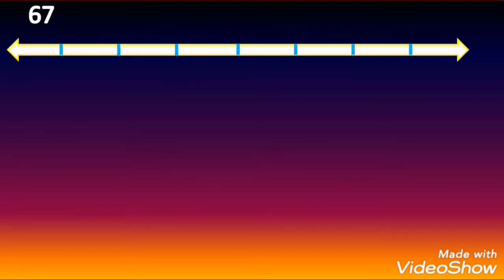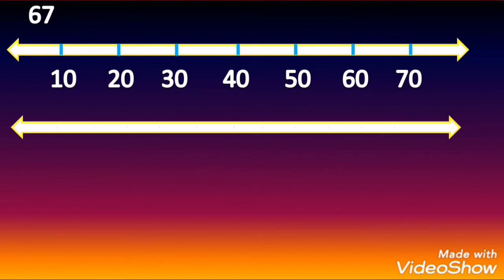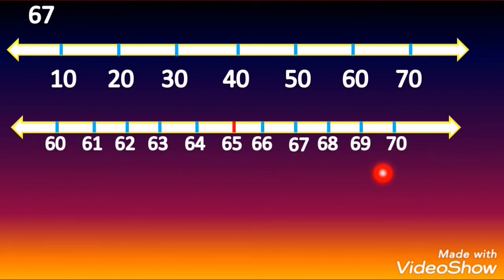Now let us round the number 67. We know the multiples of 10. And we know that this number 67 lies somewhere between 60 and 70. Now let us represent this on the number line. Yes, you can see this is the midpoint, and 65 is exactly in the middle of 60 and 70. And 67 you can see on the right side of 65.